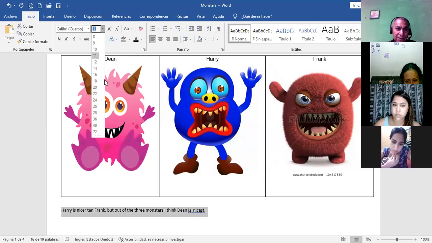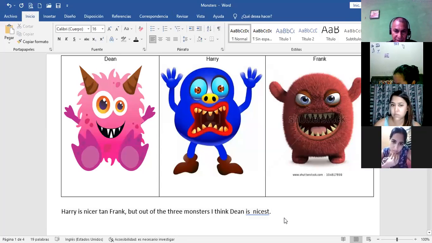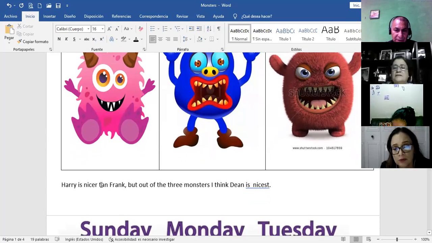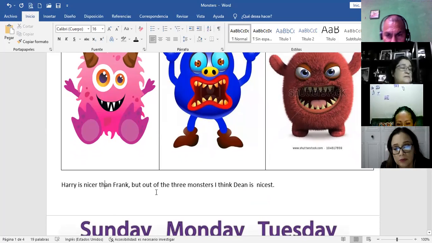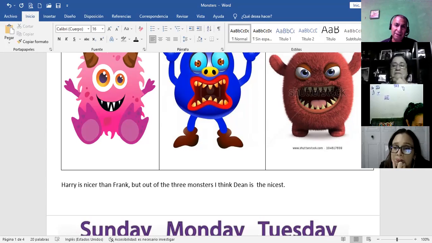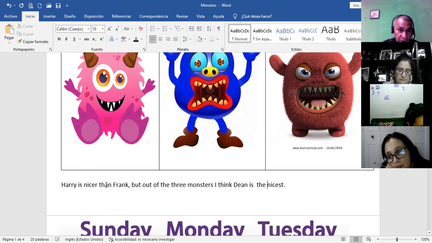Can you see my writing? Can you see it? Okay, is this correct? Harry is nicer than Frank, but out of the three monsters, I think Dean is nicest. It's missing the word the, right? The nicest. The reason I'm making these mistakes is for you to correct me, to say, hey, teacher, you're forgetting that word. Remember, sometimes I'm going to leave out this word as well.